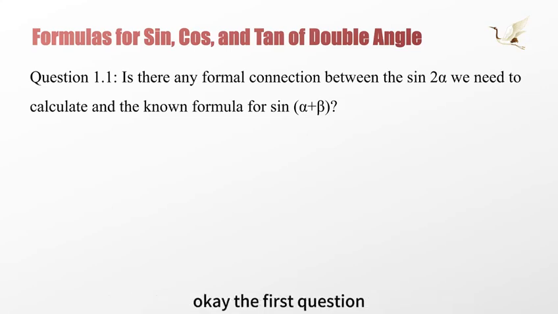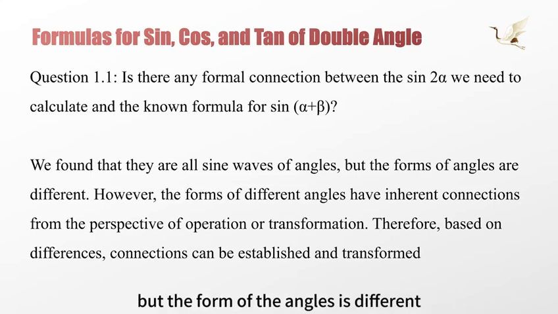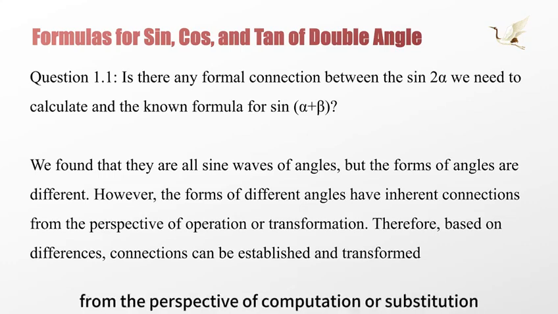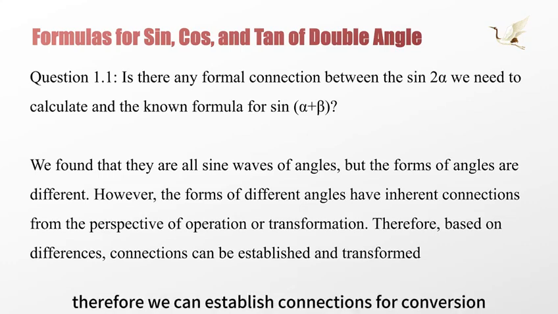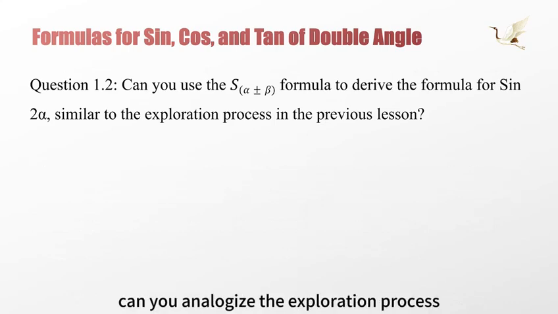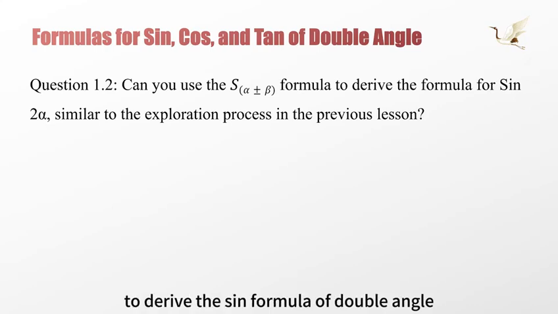Okay, the first question: is there any formal connection between the required sine 2 alpha and the known sine(alpha plus or minus beta) in this formula? We found that they are all sines of angles, but the form of the angles is different. But different forms of angles have inherent connections from the perspective of computation or substitution. Therefore, we can establish connections for conversion based on differences. The second question: can you analogize the exploration process of the previous class and use the sine formula of the sum and difference of two angles to derive the sine formula of double angle?